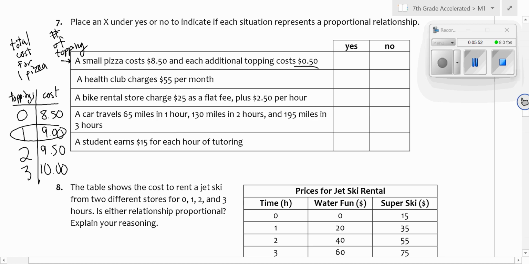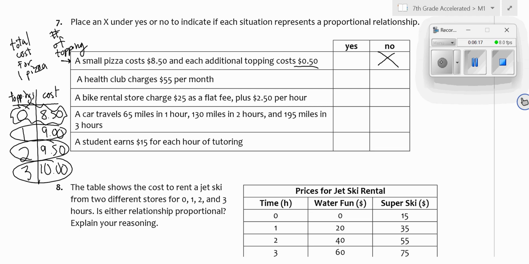If we find all these ratios, they're not going to be the same number. So there are not equivalent ratios here, and it doesn't go through the origin. It has to make sense that 0, 0 would be in that table or on that graph if we were to graph it. So this is a big fat no.